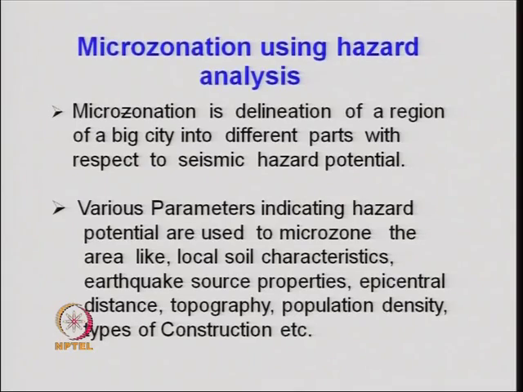So if these two pieces of information are there, then one can go ahead with a safe design of structures for those regions. So that is what is done in a microzonation. Now let us try to formally define the microzonation. Microzonation is delineation of a region of a big city into different parts with respect to seismic hazard potential. Various parameters indicating hazard potential are used to microzone the area, like local soil characteristics, earthquake source properties, epicentral distance, topography, population density, types of construction, etc.